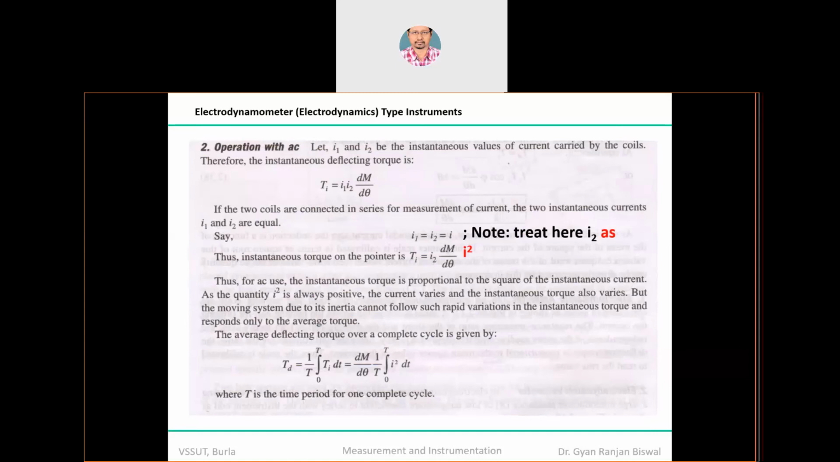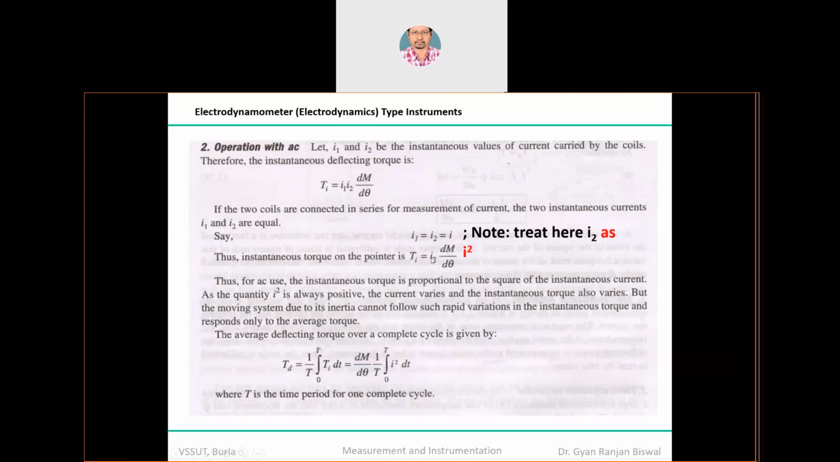For an AC signal, as I have told you earlier, I am assuming a small i1 and a small i2 through the fixed coil and the moving coil respectively. In that case, the input torque is equal to i1 i2 dM by d theta. Again, if I want to measure the current, I connect the fixed coils and the moving coil in series. In that case, i1 is equal to i2, and Ti is proportional to i square dM by d theta.